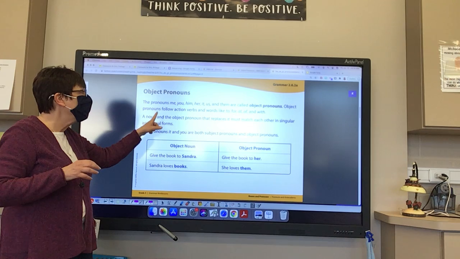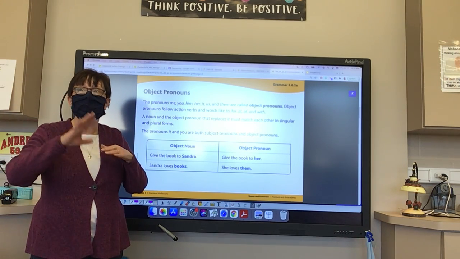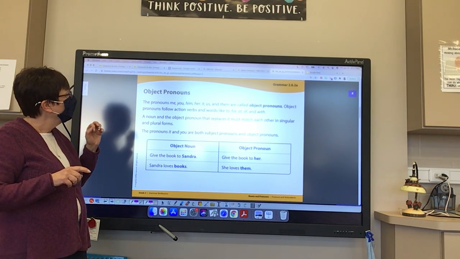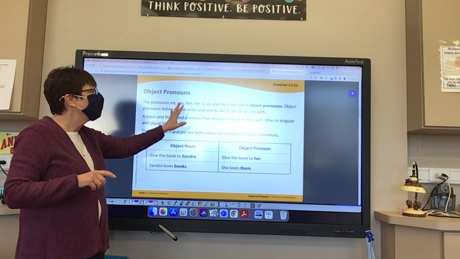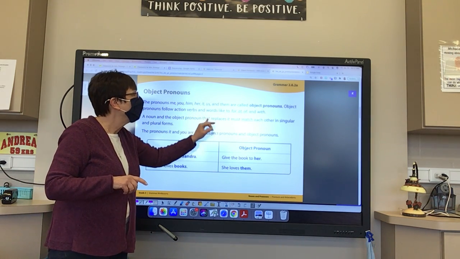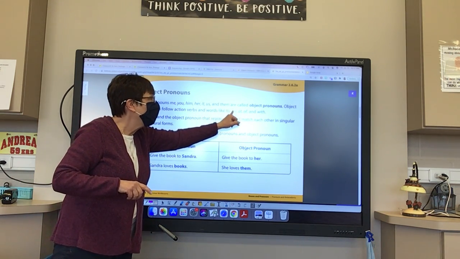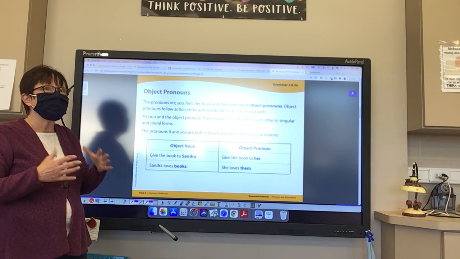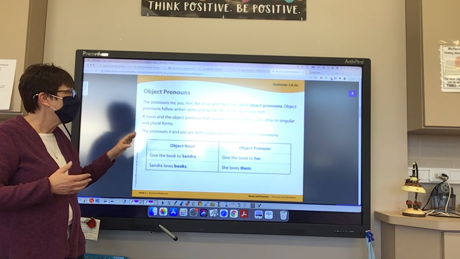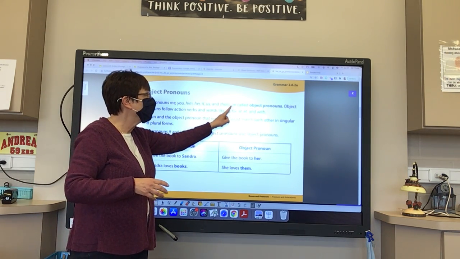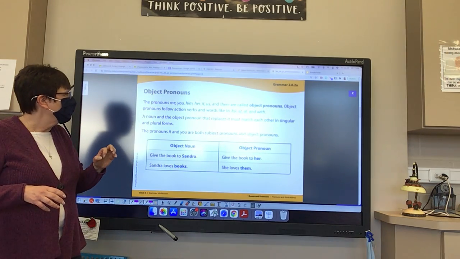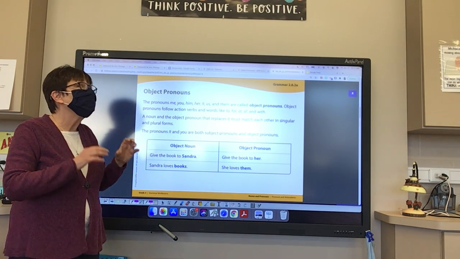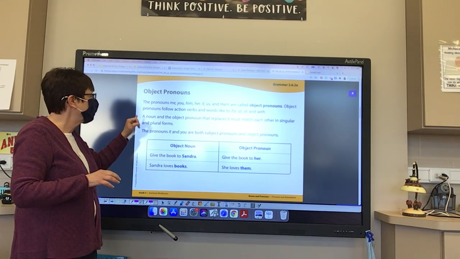Now, object pronouns follow the action verb. So those would be after the verb, and those would be in the predicate of the sentence. So they follow the action verbs and words like to, for, at, of, and with. So those are the ones that are in the predicate after the verb or after words like to, for, at, of, and with.